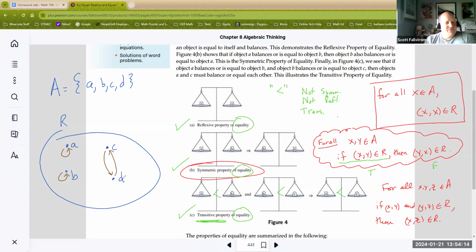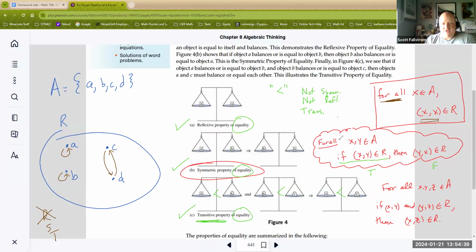Okay, so first off, let's check reflexive. Do objects relate to themselves? And you could look over here and say, well, A relates to itself, B relates to itself. Looks good. But notice this has to be true for all of the elements in the set, and it's not true for C and D. So this would be reflexive, symmetric, or transitive, and I would say it is not reflexive.